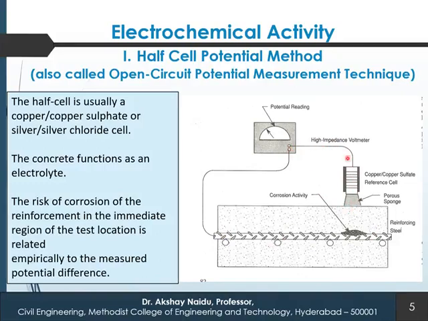this one lead connects to the potential of this point and the second lead connects to the reinforcement. So this helps to give the potential difference between the reinforcement rod and the surface of the concrete, which helps to give an idea of what is the concrete corrosion potential. Here the concrete functions as an electrolyte. The risk of corrosion of reinforcement in the intermediate region of the test location is related empirically to the measured potential difference.